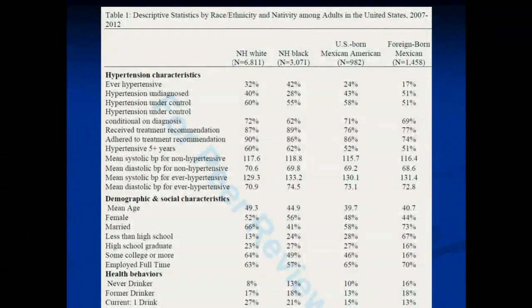Okay, so the outcome was Hispanic versus white differences in management of hypertension and healthcare access. Okay? What are some of the problems that you might see here? This is table 1. First of all, let's look at the title. So what's it missing? What are we missing? What they're measuring.